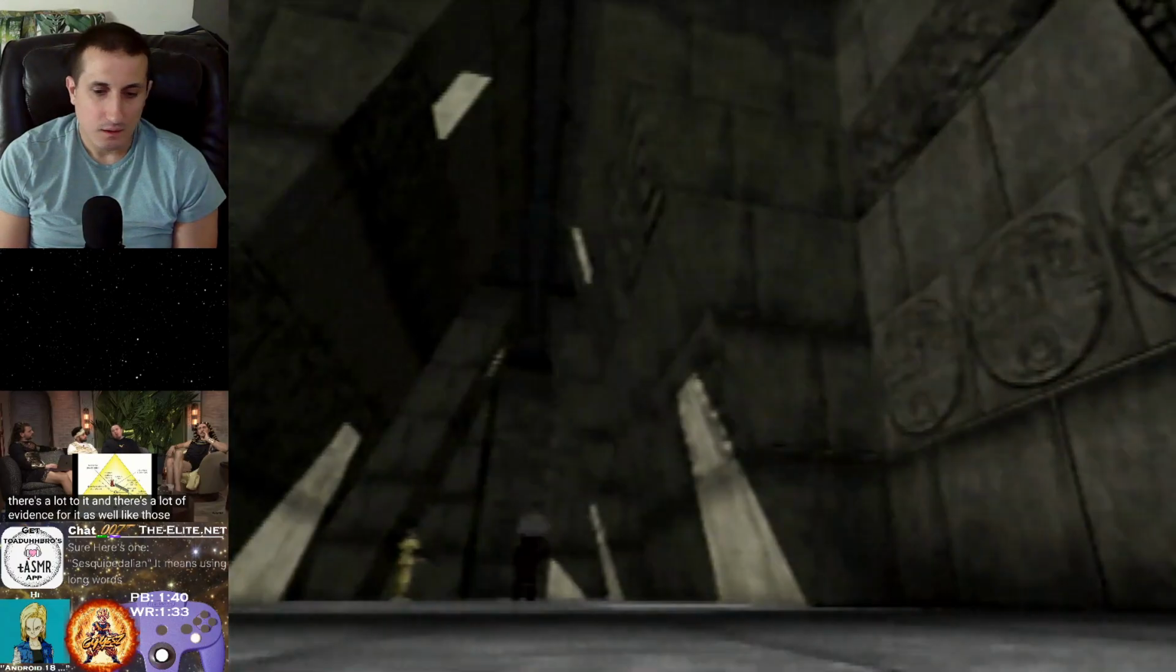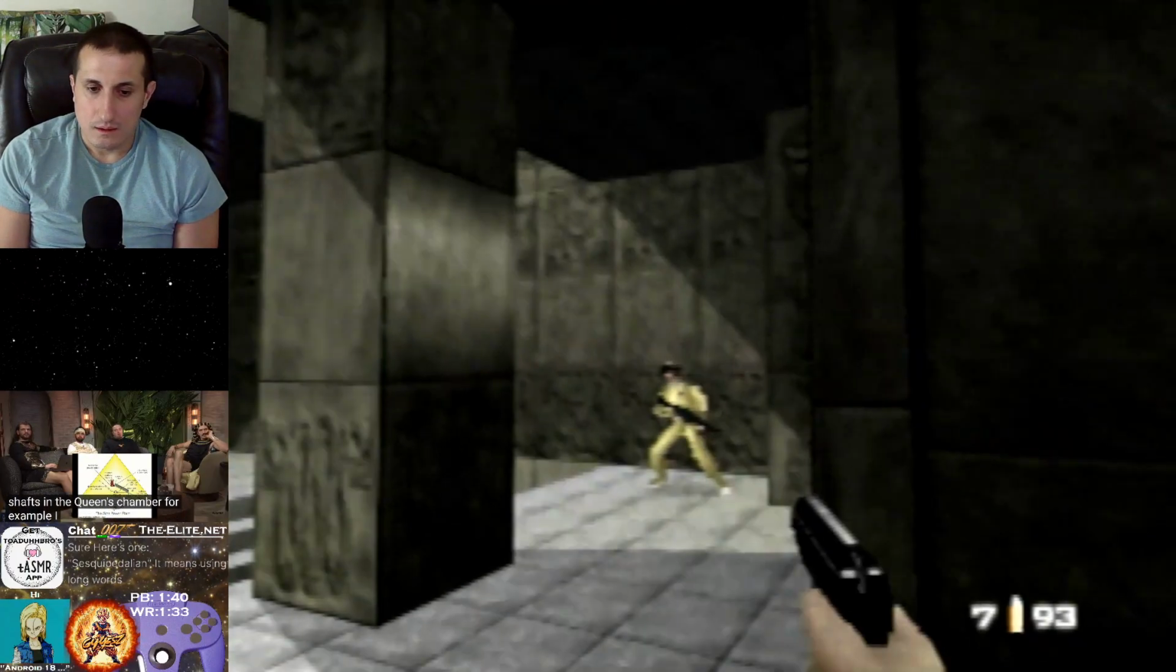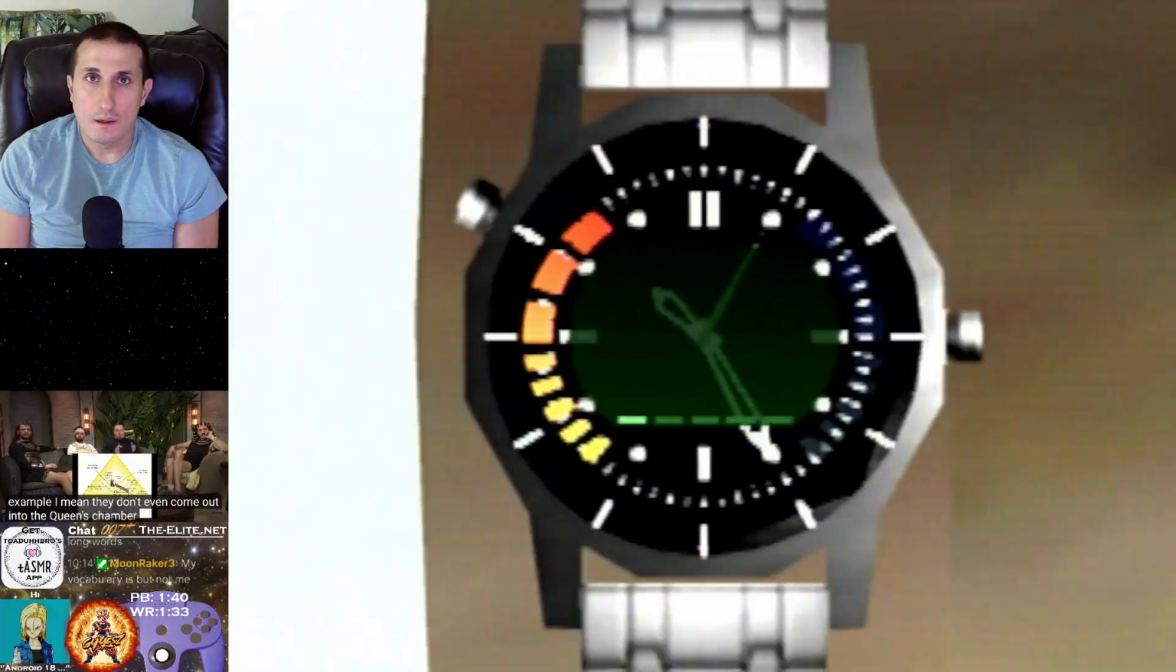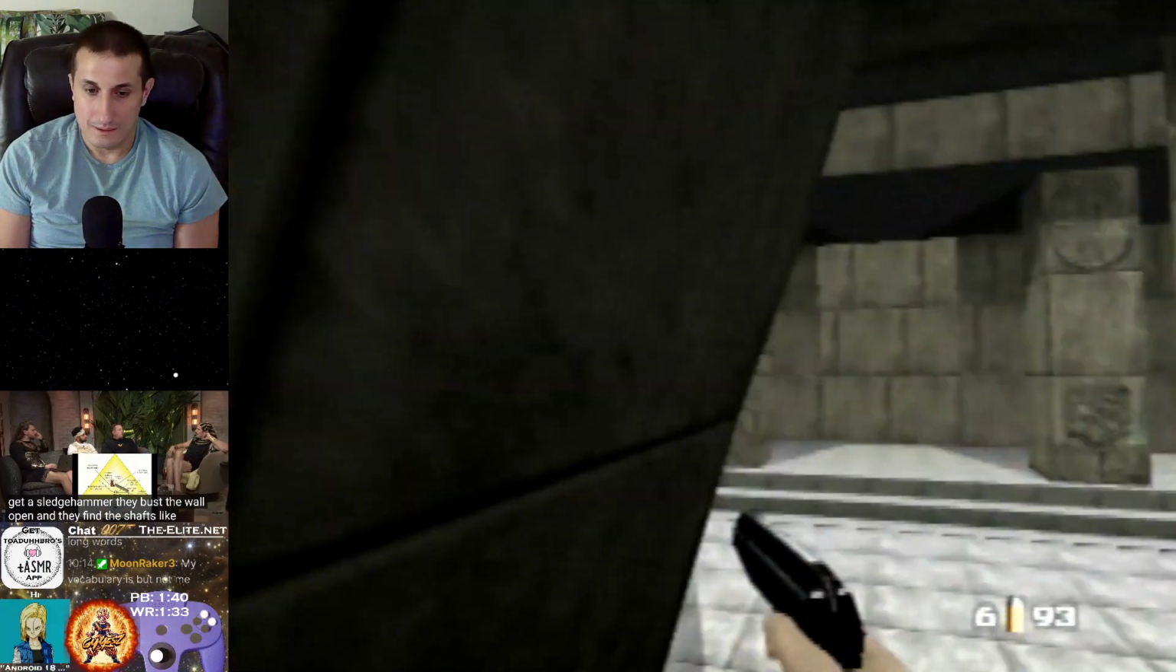There's a lot to it, and there's a lot of evidence for it as well. Like those shafts in the Queen's Chamber, for example, they don't even come out into the Queen's Chamber. They terminate like 6 inches from the wall. So there was a guy running around literally tapping on the wall. He's like, oh, that sounds a bit different behind there. So they get a sledgehammer and they bust the wall open. They find the shafts. There's nothing.